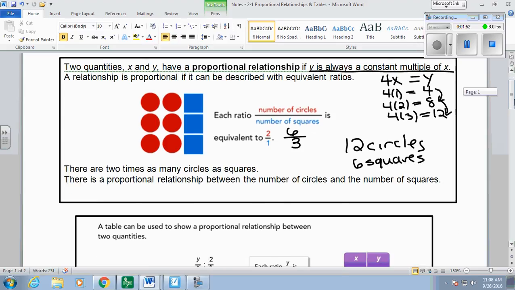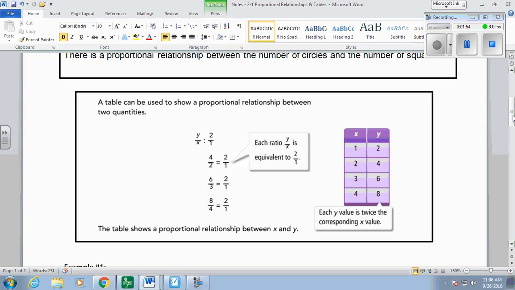Then moving on to what a table is going to look like, it tells us that a table can be used to show a proportional relationship between two quantities. You learned last year that graphs can also do that, which we will be talking about in the future.